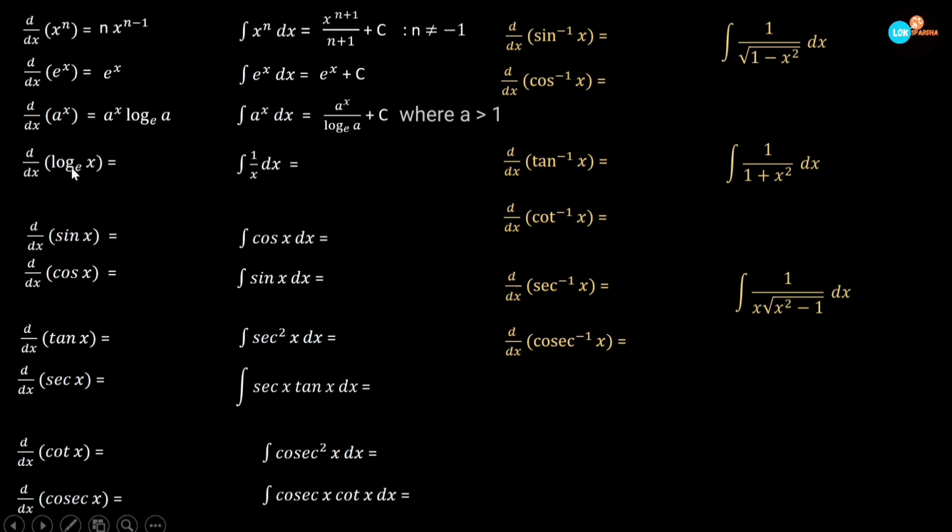And the next one, derivative of log x is 1 by x. And the reverse process, integral of 1 by x is log x. See, both are reverse processes. Integration and differentiation are reverse processes. And these are called derivatives. Differentiation is called derivatives and integration is called anti-derivatives.